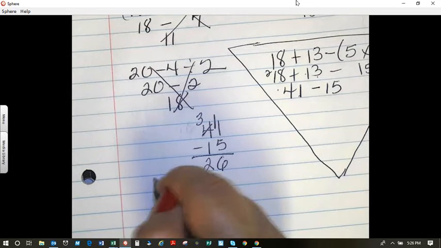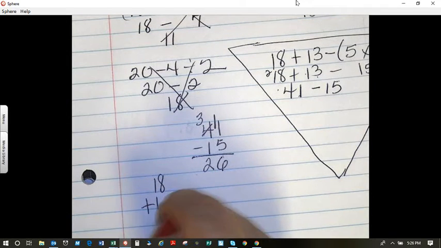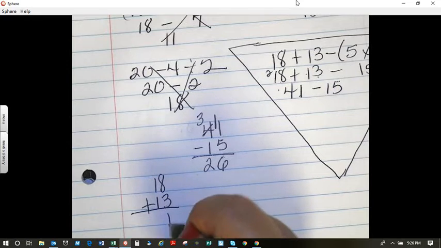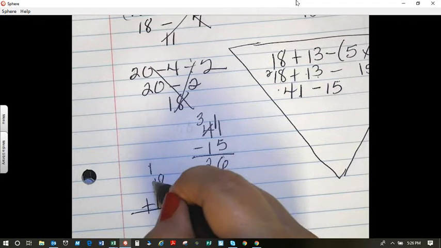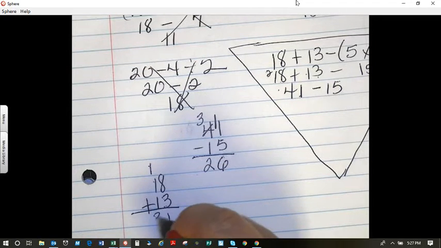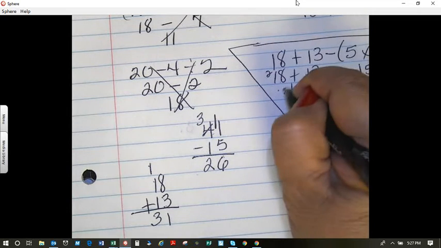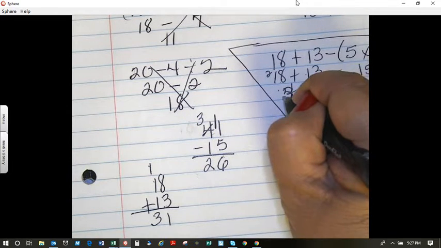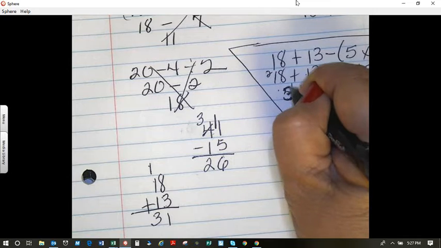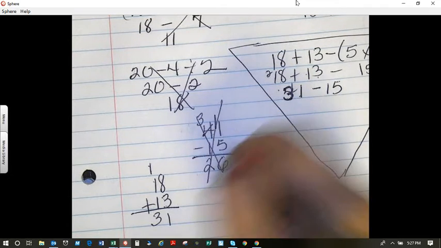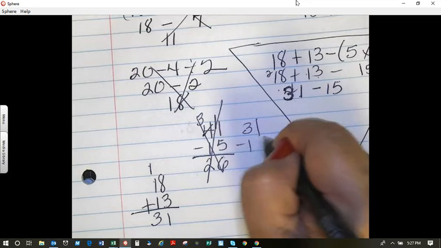Let's do this. 18 plus 13. 8, 9, 10, 11. Carry my 1. That's 1, 2, 3. I went up extra 10. So that should not have been a 41. This had to be a 31. So now I have 31 minus 15.